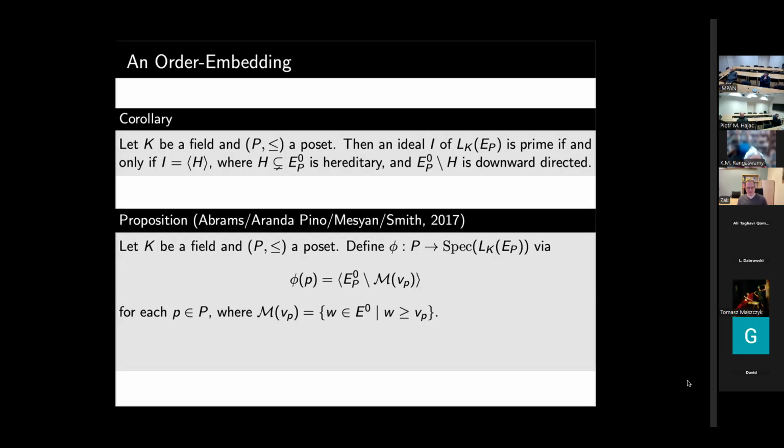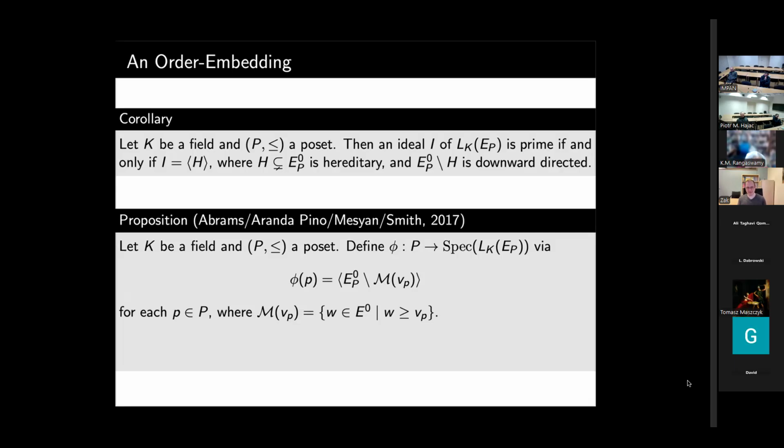If you take any partially ordered set, you can write down this function from it to the prime spectrum of the Leavitt path algebra. So what you do is you take the vertex corresponding to the point, and you look at what we call the tree of that vertex. So that consists of all the vertices that send paths to it. And then you take the complement of that in the set of vertices, and you use that set of vertices to generate an ideal, and that always ends up being prime.